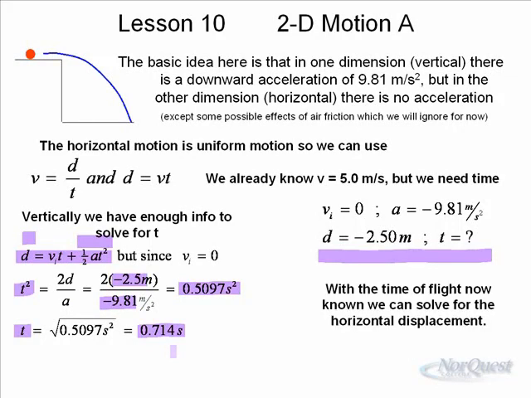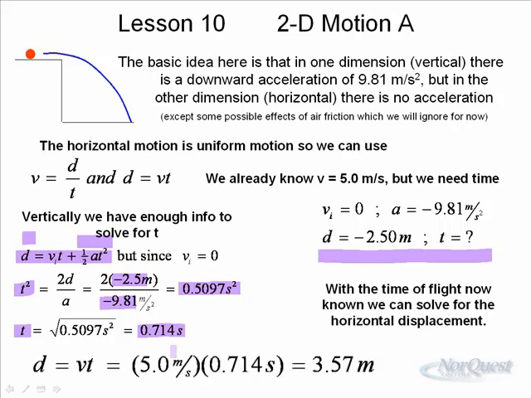So with the time of flight now known, we can solve for the horizontal displacement. And remember that d is equal to v times t. The velocity is 5 meters per second. The time is 0.714 seconds. That's the time of flight, or the hang time, if you like. And you get a horizontal distance of 3.57 meters.